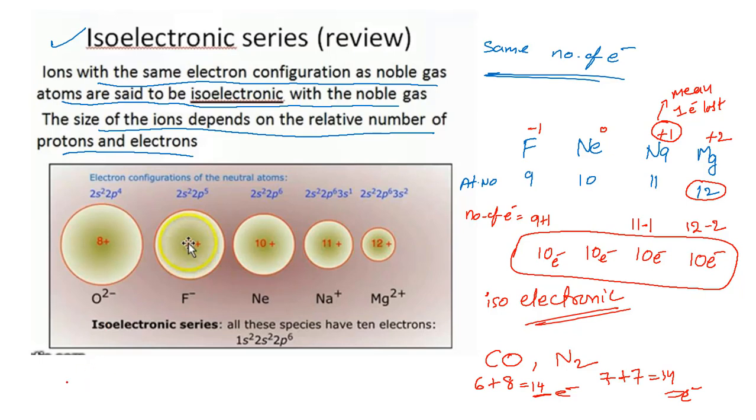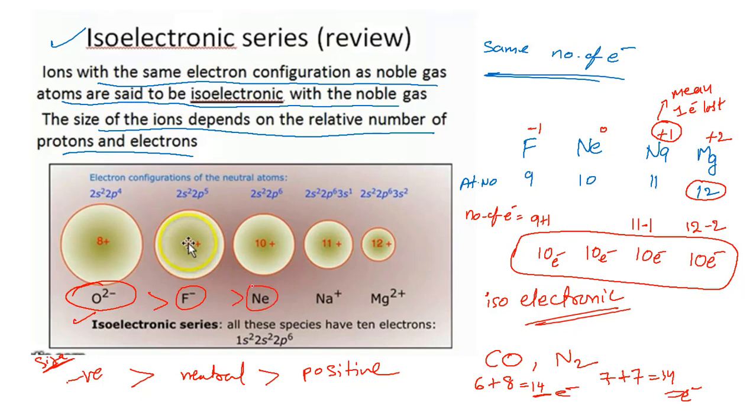Always in the case of isoelectronic species, negative charge size is bigger than neutral, than positive. Okay, see here, O minus. If two negative charges are there, more negative charge is the bigger one, then less negative, then neutral, then positive. The more positive one is smaller in size. Okay, size also we discussed here.